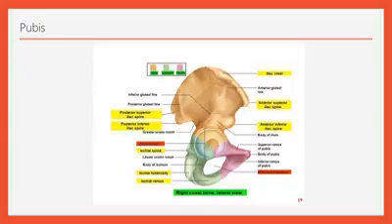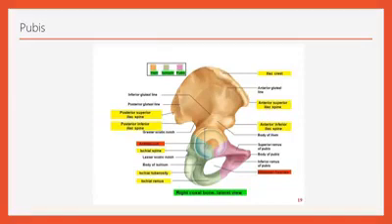Now let's come to the relation of the pubic tubercle. The relation of the pubic tubercle is, in case of male, the spermatic cord, and in case of female, the round ligament of the uterus.